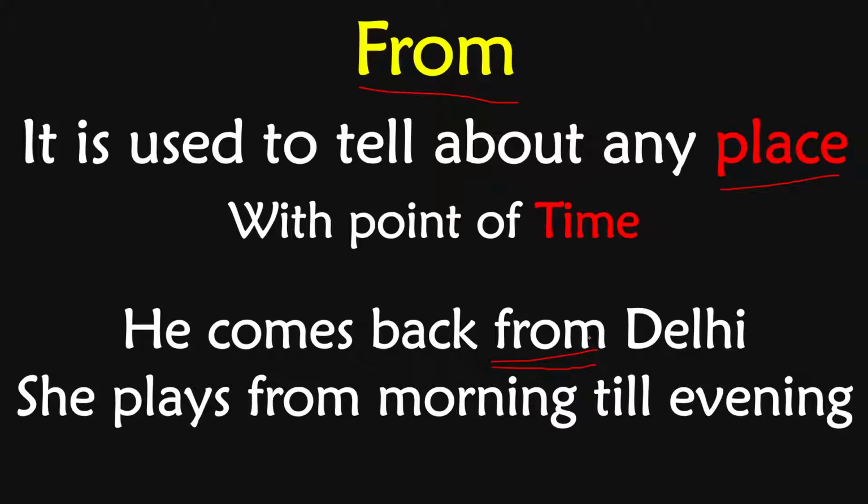Here it is showing the place. It is telling about the place. He comes back from Delhi. And in the second sentence, she plays from morning till evening. It is pointing the time. So from is used to tell about any place and with point of time.